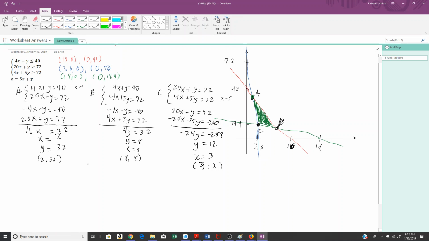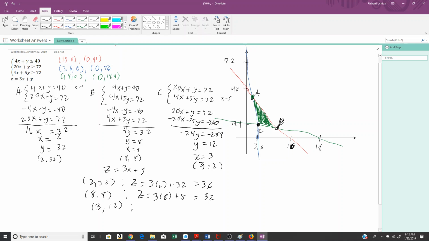Again, we have the objective function z = 3x + y. Plugging in the point (2, 32), we have z = 3 times 2 plus 32, which is 36. Plug in the point (8, 8): 3 times 8 plus 8, which is 32. And plug in the point (3, 12): 3 times 3 plus 12, which is 21.